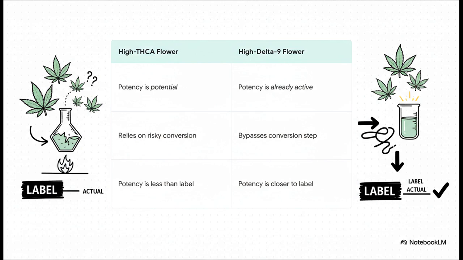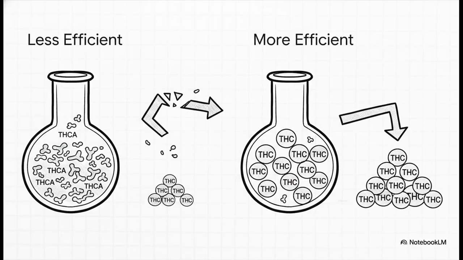Over on one side, you've got something high in THCA. Its potency is all potential, and it relies completely on that risky, inefficient conversion process we just talked about. But on the other side, you've got a product with more of its potency already in that active delta-9 form. It basically gets to skip a big part of that wasteful step. So what you see on the label is way closer to what you actually get. And that's the big takeaway, right there. It's just more efficient to start with more active delta-9 THC.